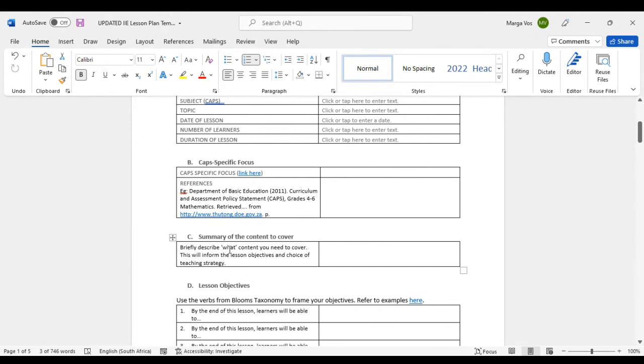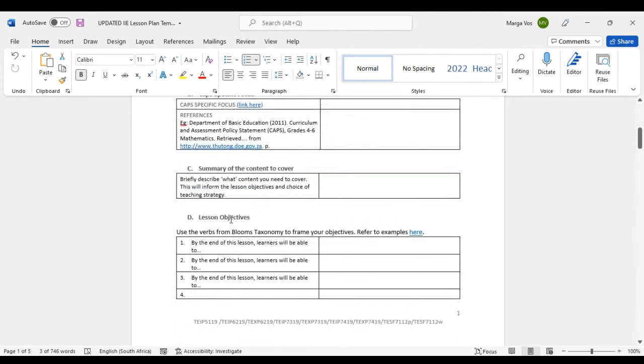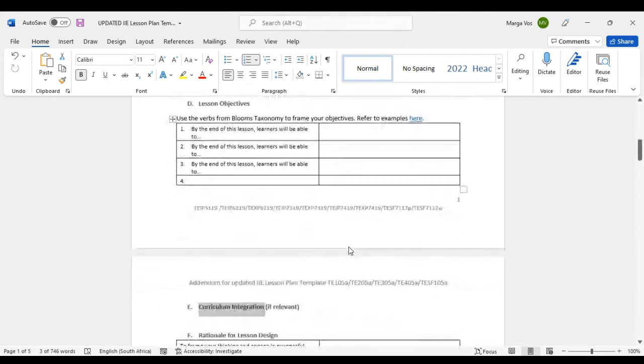The summary of the content to cover. Briefly describe what content you need to cover. This will inform the lesson objectives and choice of teaching strategy. You describe it here in this column. Lesson objectives, make sure you only stick to 3 or 4 lesson objectives and that they are written from the perspective of the learner and that they are measurable. And you are going to use the CAPS document, so make sure that you reference the CAPS document here, and then you will earn 7 marks.